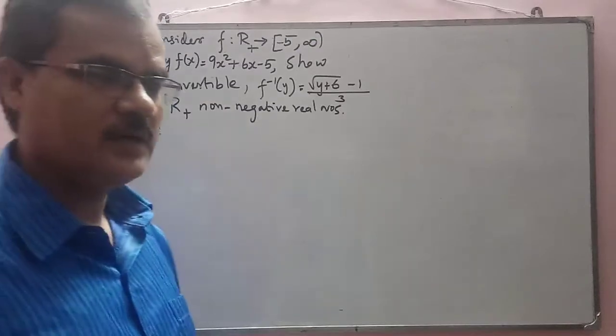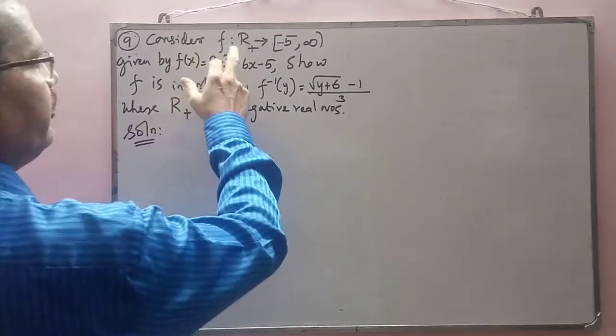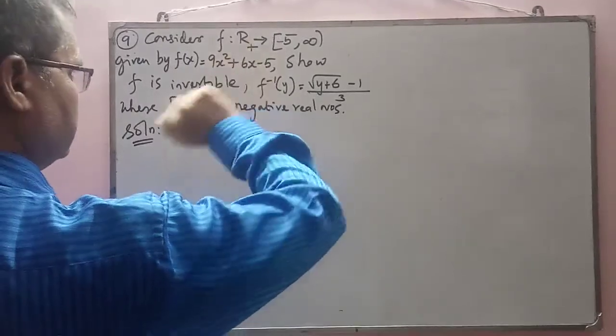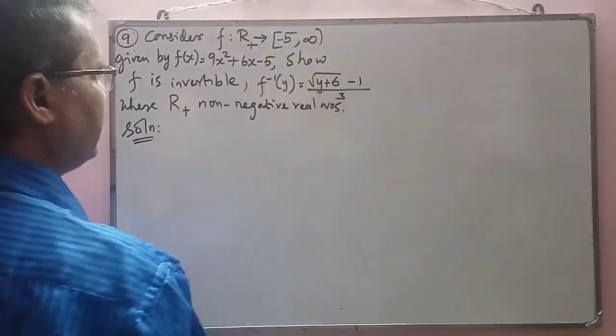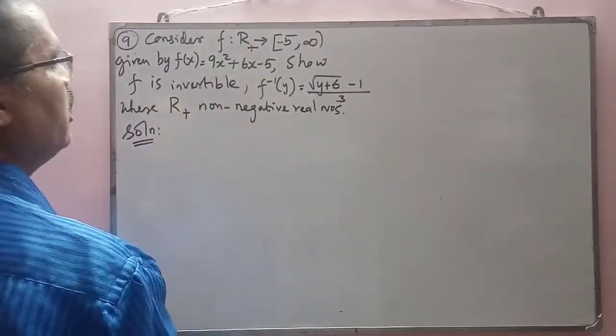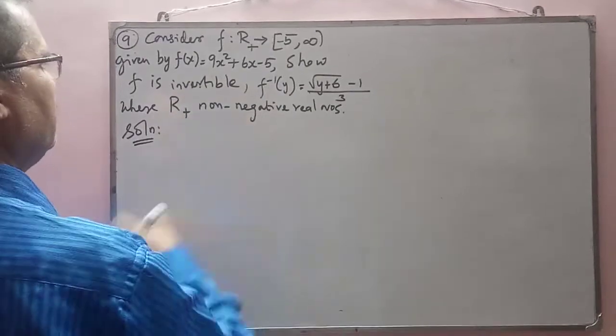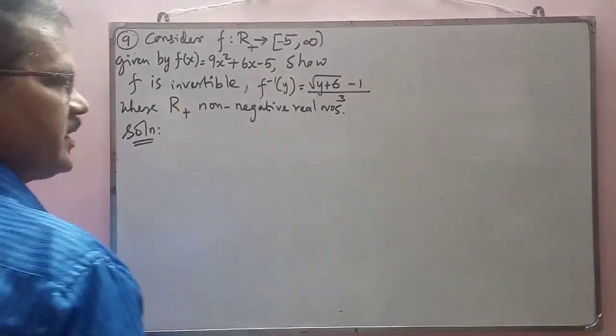Exercise 1.3, we are discussing the ninth problem, relations and functions chapter. Consider f, the function f from the non-negative real numbers to minus 5 comma infinity. The function is defined as f of x equal to 9x square plus 6x minus 5. We have to show that f is invertible. So f inverse is also given, so you can verify your answer there itself.